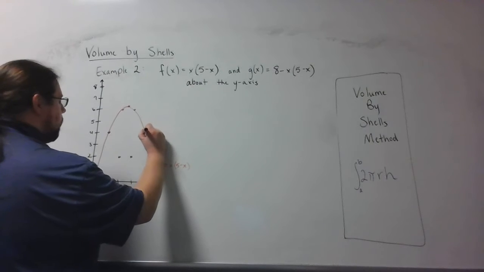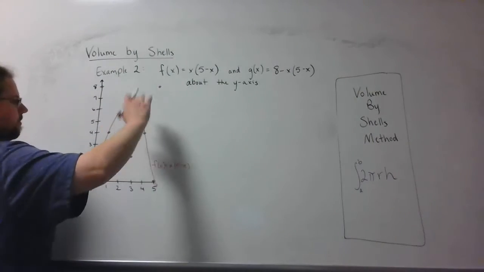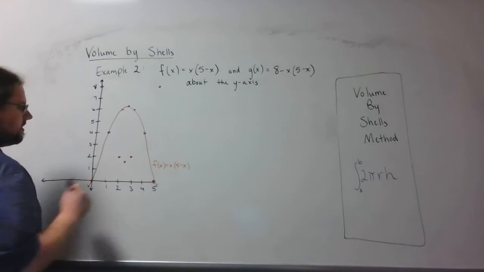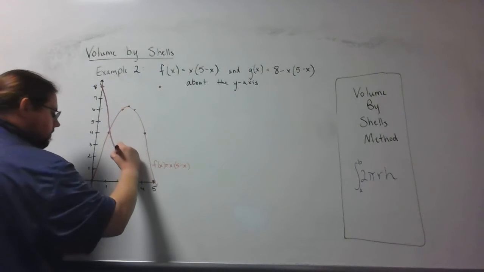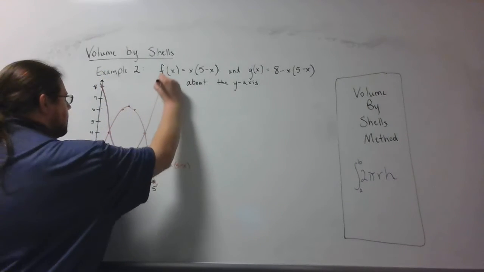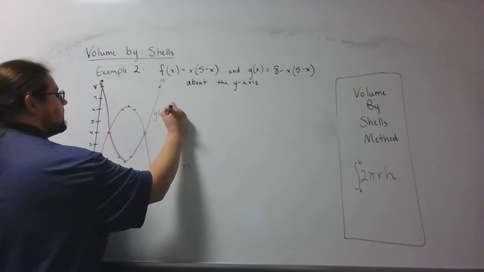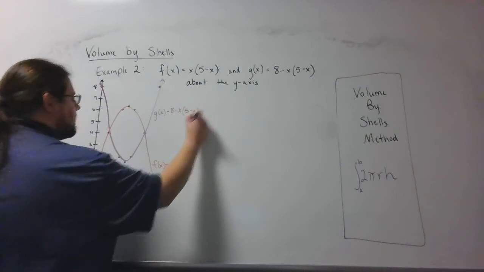At 4, you get 4 as well. So there's the other intersection. At 5, you get 8. This parabola's vertex is at 2.5, and it happens to be at 1.75. So there we go. There's what my parabola is going to start looking like. So there we go. There is the region between f of x and g of x equals 8 minus x times 5 minus x.